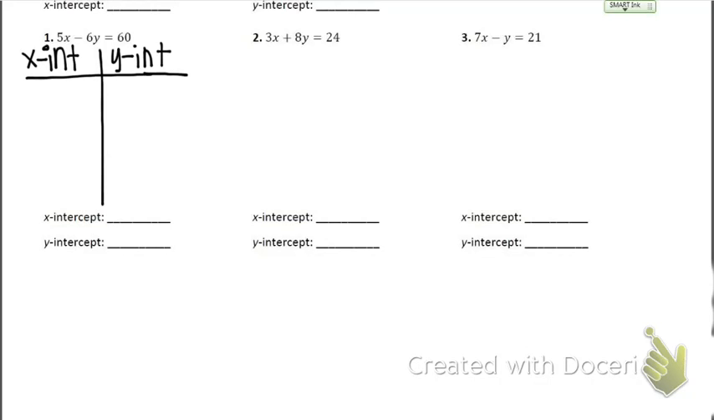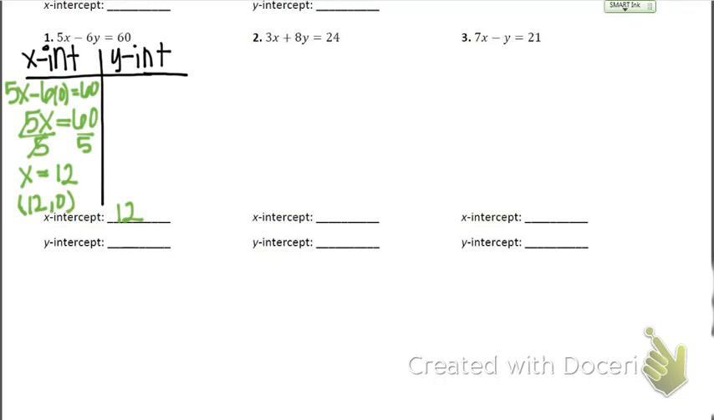To find the x-intercept, I plug in 0 for y. So that's going to be 5x minus 6 times 0 equals 60. 6 times 0 is what, guys? 0. So that's 5x equals 60. And how do I solve? Divide by 5. So x equals 12. So let's write that in. My x-intercept is at 12. And then underneath, I'm just going to write 12, comma 0, just so that I don't forget.